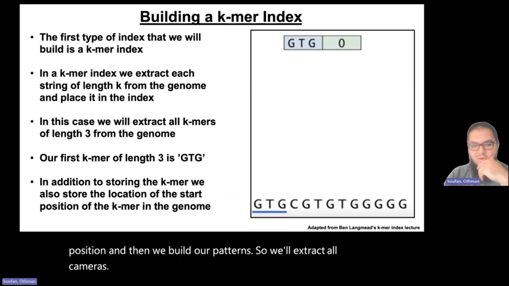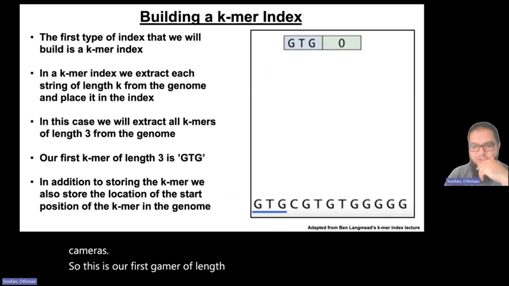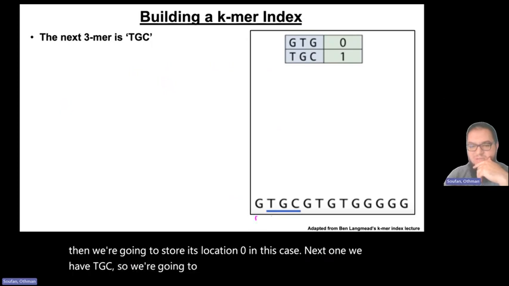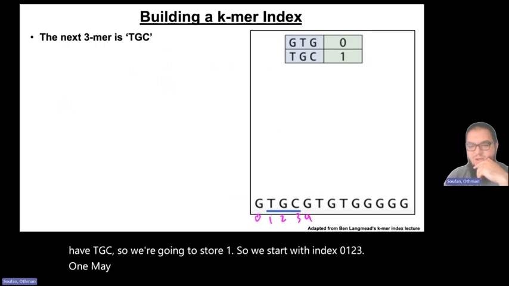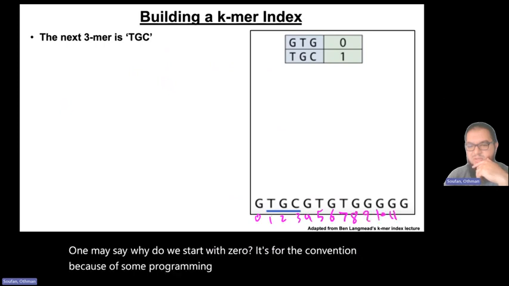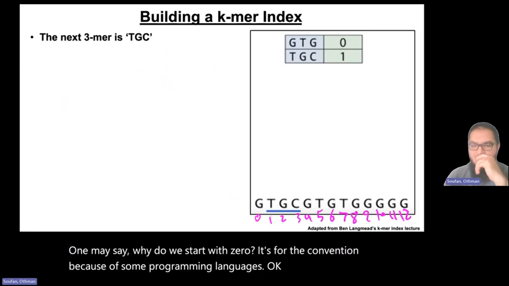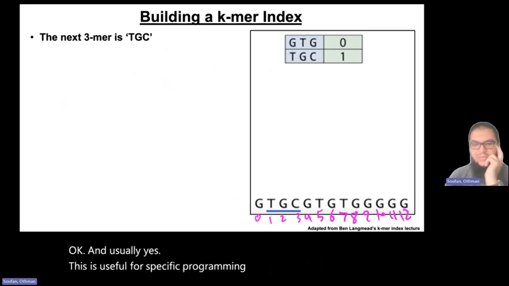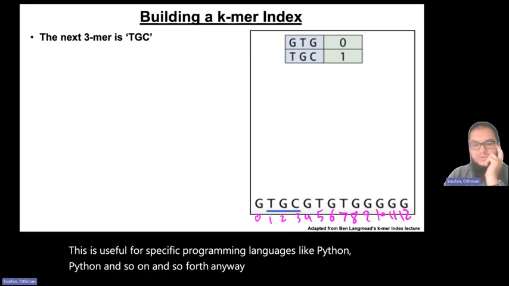So this is our first k-mer of length 3, which is GTG in this case, and then we're going to store its location, 0 in this case. Next one, we have TGC, so we're going to store 1. So we start with index 0, 1, 2, 3. One may say, why do we start with 0? It's for the convention, because it is useful for specific programming languages like Python and so on, because they use 0 indexing.